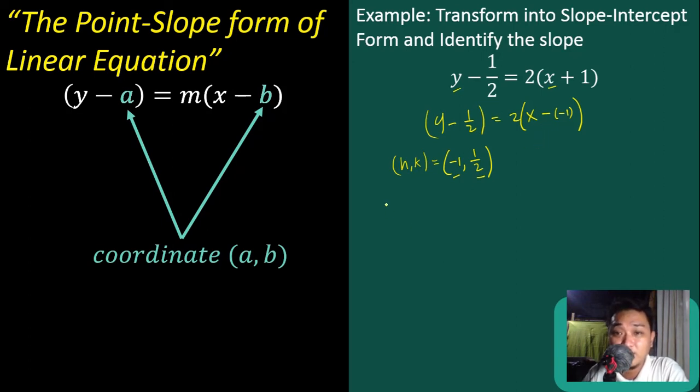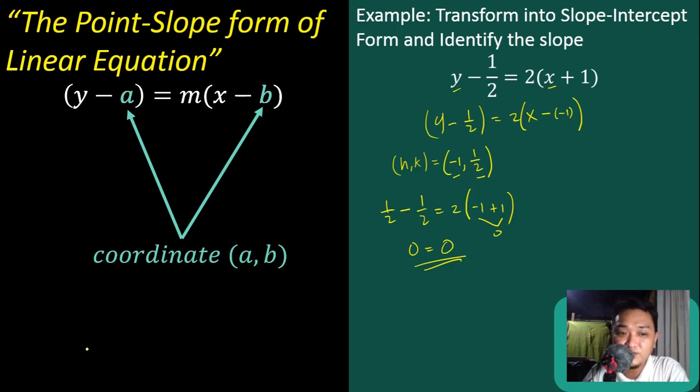Now what will happen? Let us just substitute: 1/2 minus 1/2 is equivalent to 2 times the value of x, negative 1, plus 1. Okay, so 1/2 minus 1/2 is 0, and 2 times negative 1 plus 1 is 0. This is 0, right? Tapos 0 times 2 is 0. So therefore they're equal, meaning this equation here is true. There's another way to do that.